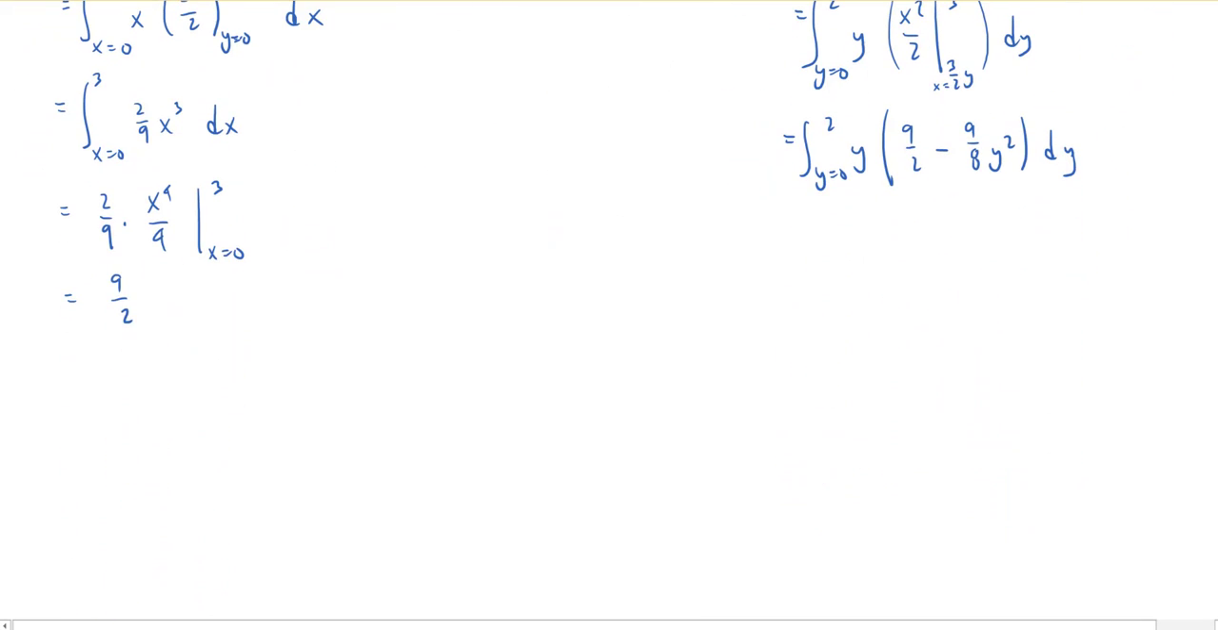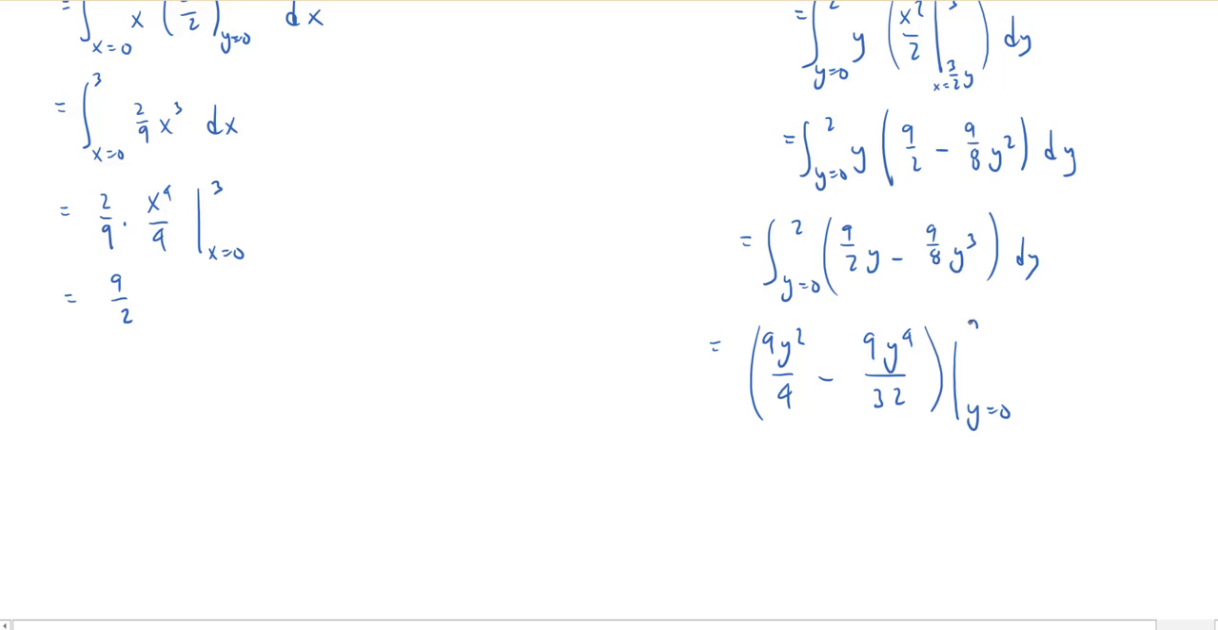All right, well, let's see. We probably should distribute this y. And we'll have 9/2 y minus 9/8 y cubed. Remember our parentheses, times dy. Okay, so anti-differentiate y, we get y squared over 2 times 9/2, which will be 9y squared over 4. Minus, now we anti-differentiate y cubed, we get y to the 4th over 4, and times 9/8, that'll be 9y to the 4th over 4 times 8, which is 32. And then we'll evaluate this between 0 and 2.